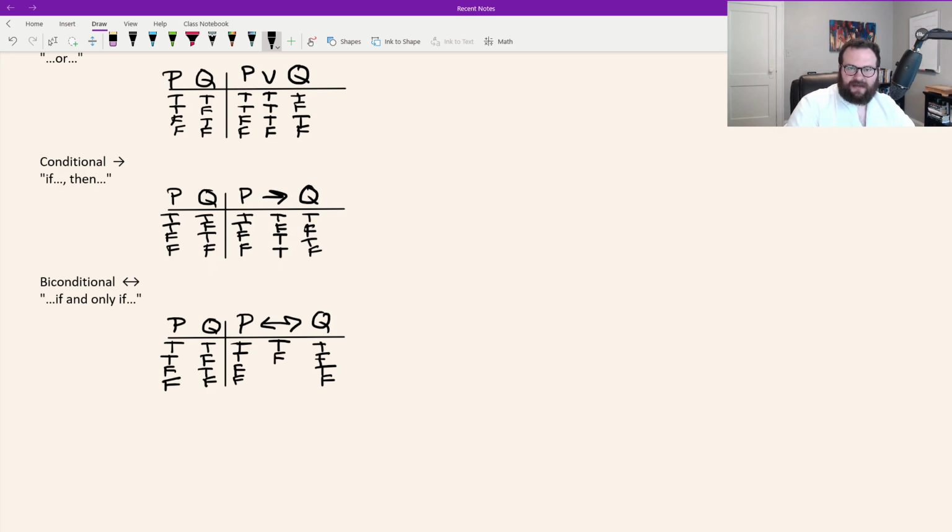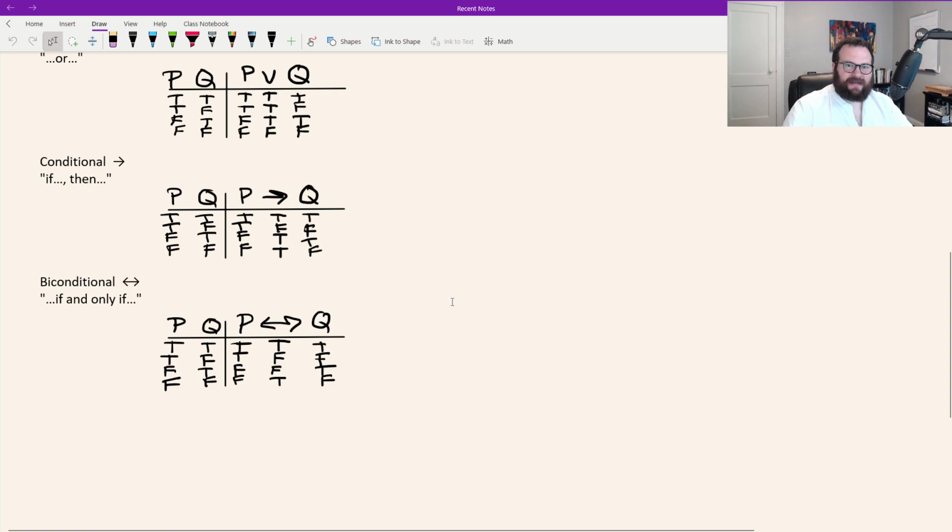On row three, P is false while Q is true. They're not matching, so that's false. And finally, on the last row, they're both false. So they're matching, which means it's true. Okay, so these are the basic truth tables for your connectives. Now you know how they work truth functionally, right?